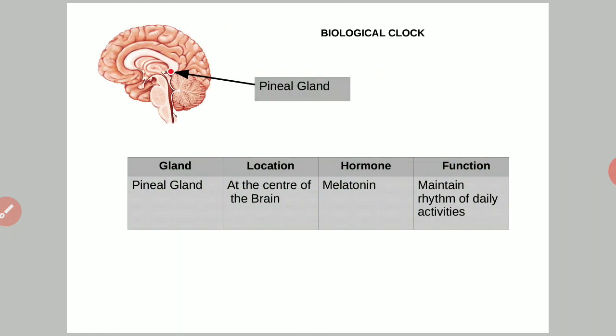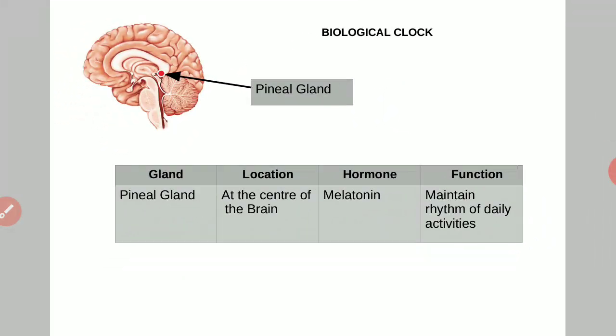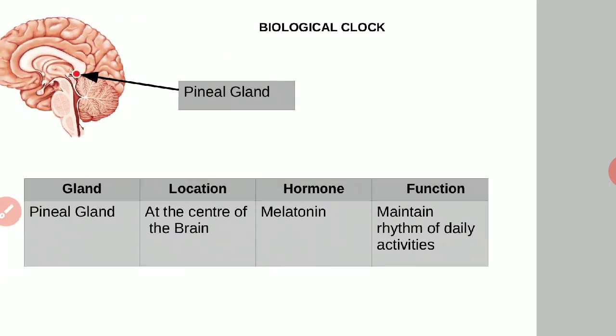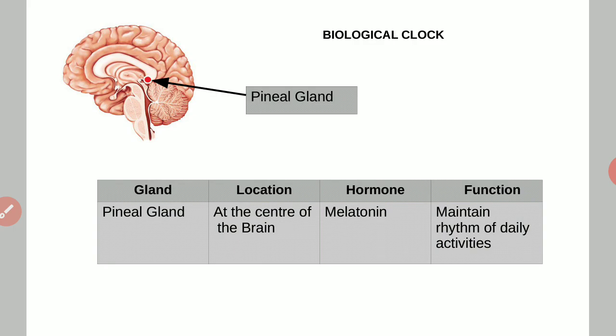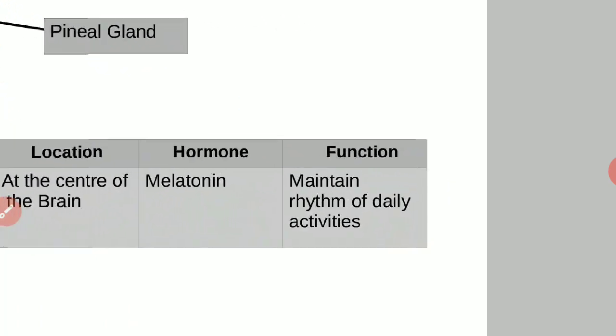Then we will see the next gland, that is the pineal gland. The pineal gland is located at the center of the brain. You can see in the figure. The pineal gland produces a hormone named melatonin. Melatonin is the hormone produced by the pineal gland. Its function is to maintain rhythm of daily activities.